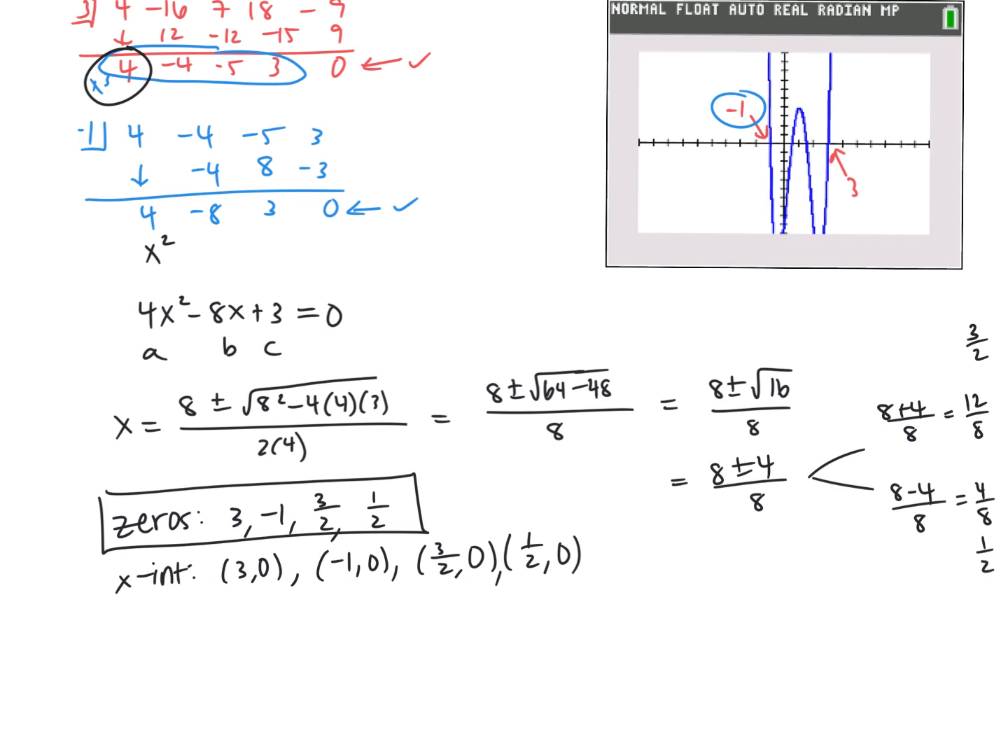We have one last problem to do. Questions before we move on and do a review problem? Okay, flip the page.